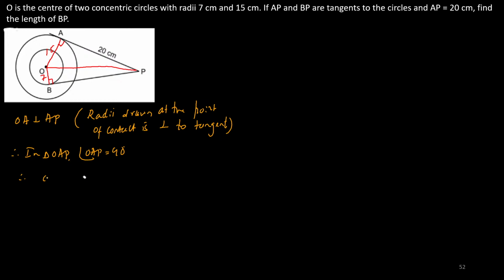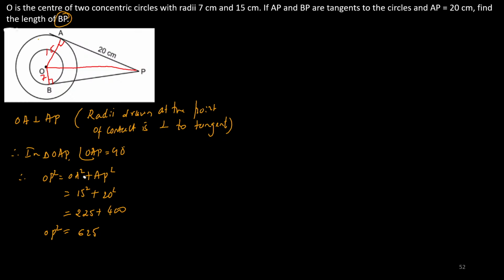Therefore, I can write OP square is equal to OA square plus AP square. OA square is 15 square plus AP square is 20 square. So 15 square is 225 plus 400. So I get 625. That is OP square. What is my task? My task is to find out BP.